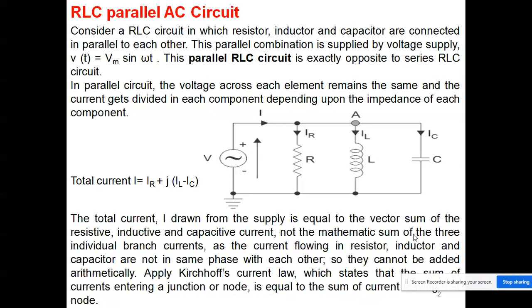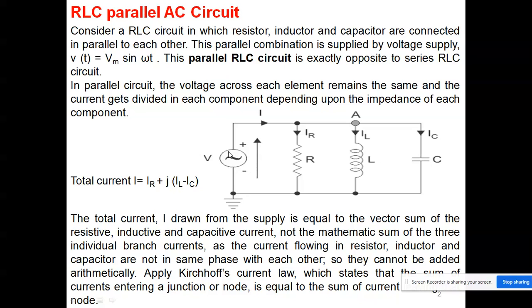In this circuit, basically R, C, and L, all three are parallel to each other with respect to our applied voltage. So you can see here a resistor, an inductor, and a capacitor all connected in parallel to each other, and a parallel supply is applying here V equal to Vm sin omega t, that is the alternating voltage we are applying here.